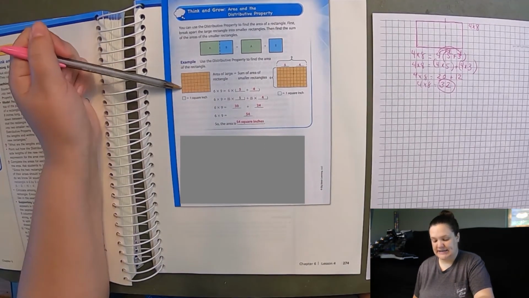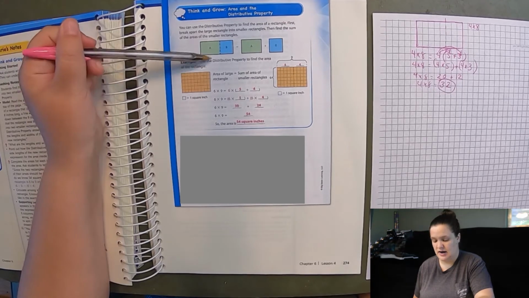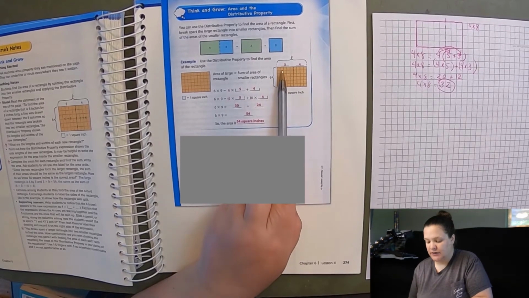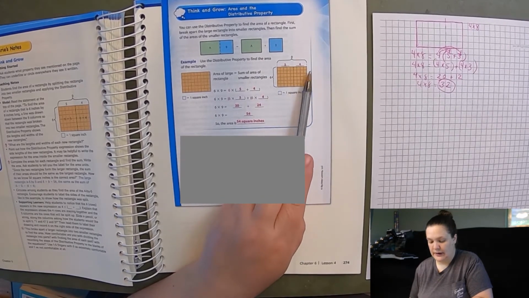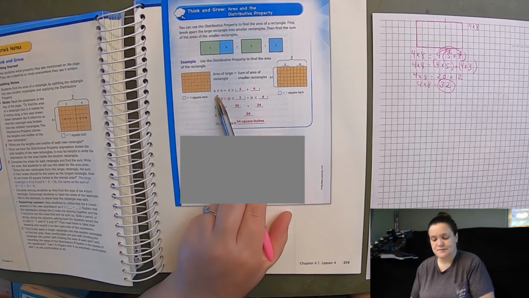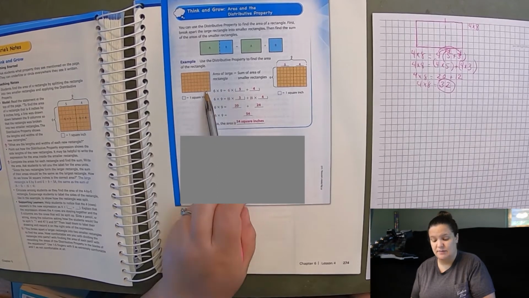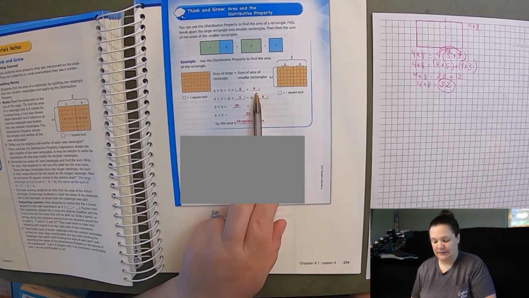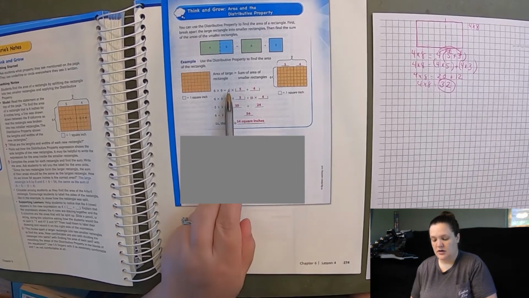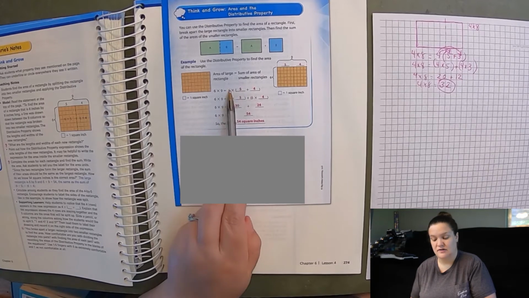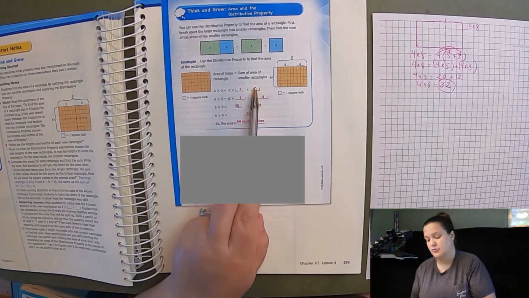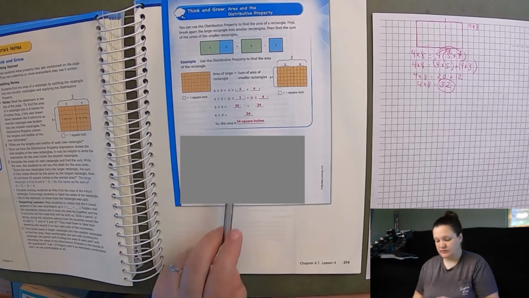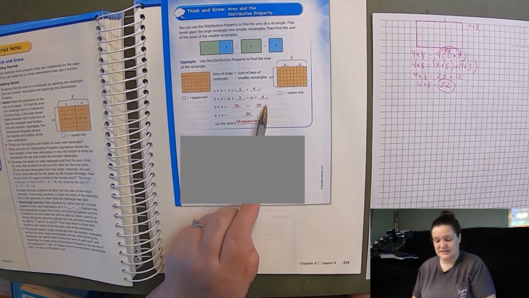Okay, so they had 6 down and 9 across. 6 times 9. They broke it apart, and now there's 1, 2, 3, 4, 5, and 1, 2, 3, 4. Okay, so we have 6 times, we keep that first number, and they broke apart the 9 into 5 plus 4. Then you distribute that 6, you have 6 times 5, and over here you have 6 times 4. So you have 6 times 5 plus 6 times 4.